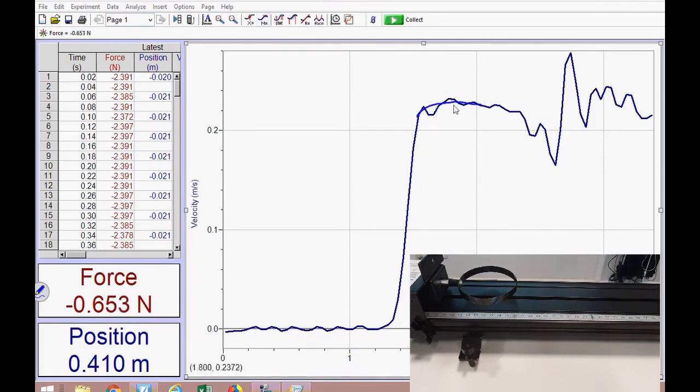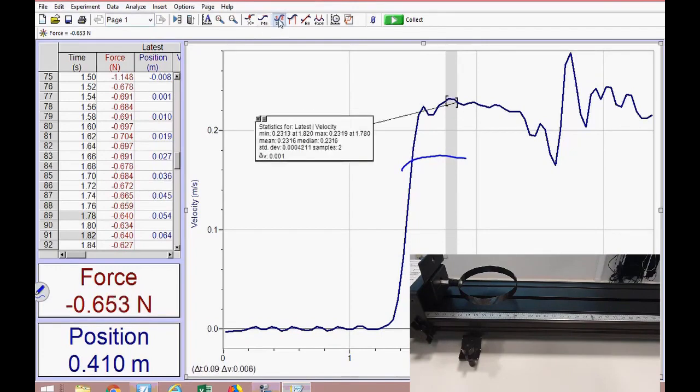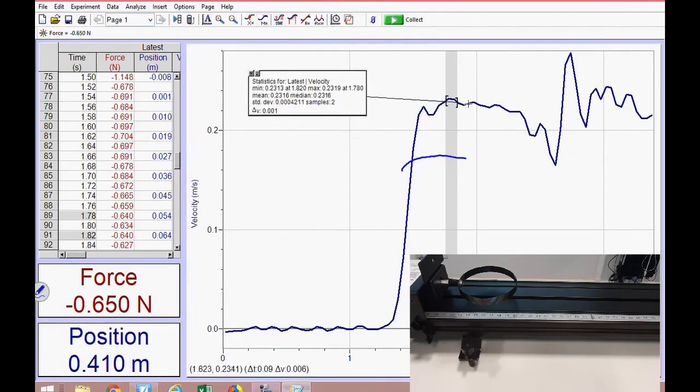So I'm going to shade this area and find the statistics of this selected area. This is the maximum velocity. I have an option here: if I see the statistics, that means I can get the minimum, maximum. From this, look at the value of the velocity here. It is 0.2319.